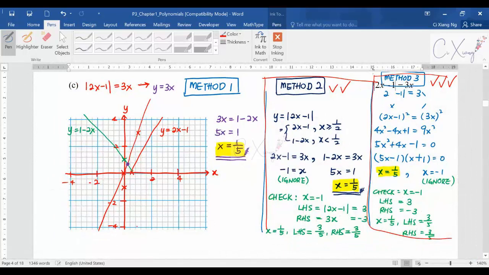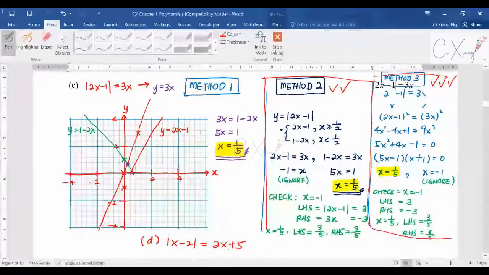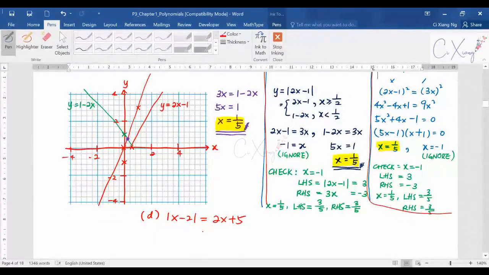Now for part D, you have to complete it yourself. Part D, what is the question here? Again, it is modulus x minus 2 equals 2x plus 5. You can see that one side has modulus, the other side has no modulus, but with the x inside. So it is quite similar to part C, second pattern. If you are free, try to use all 3 methods to solve this one, to train and practice all the basic skills for modulus function and modulus graph first.